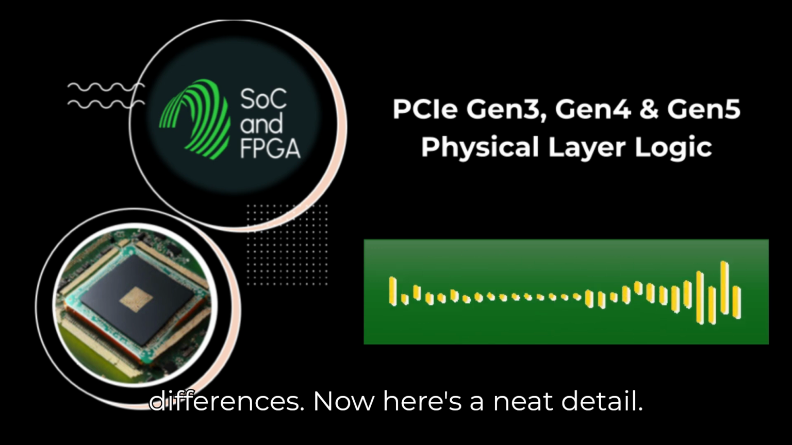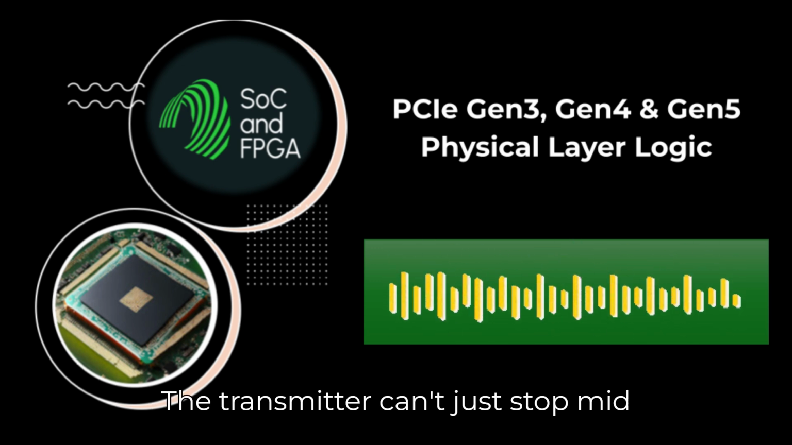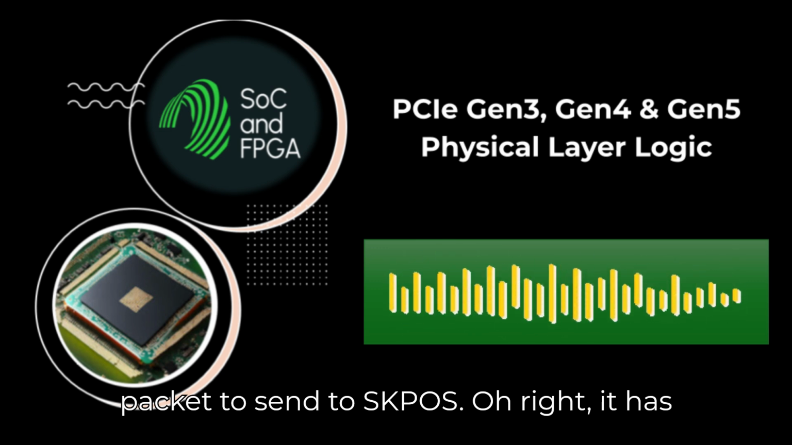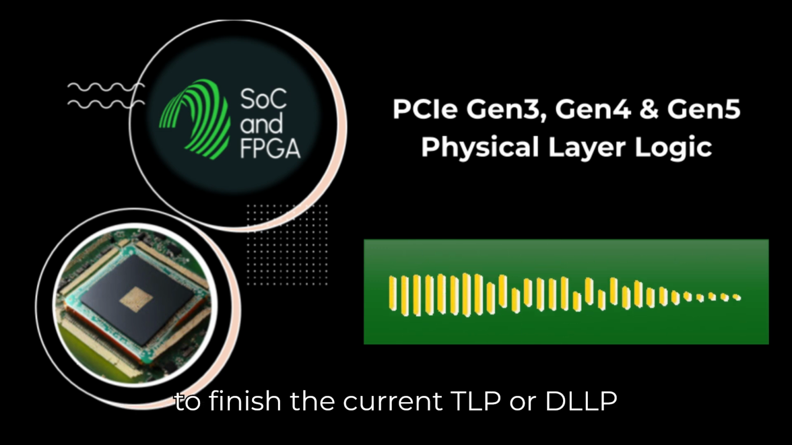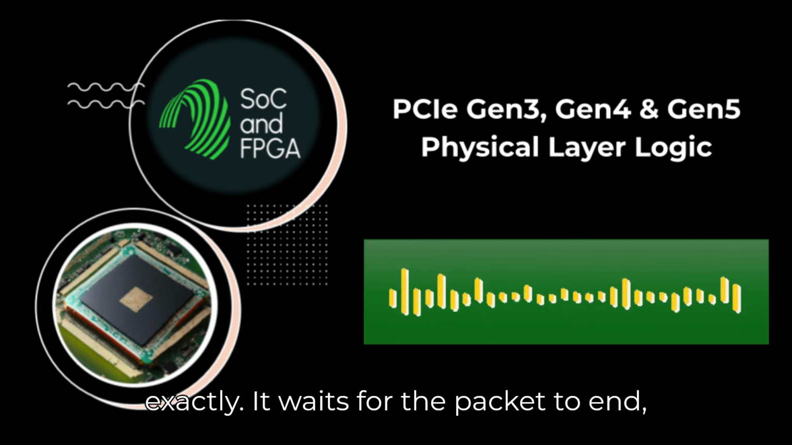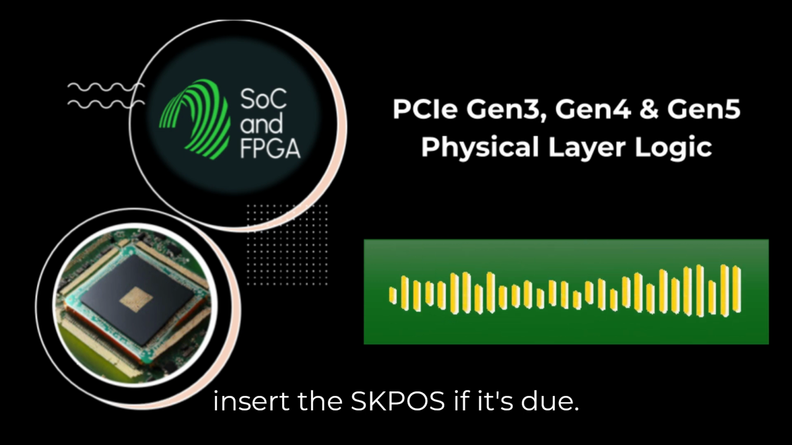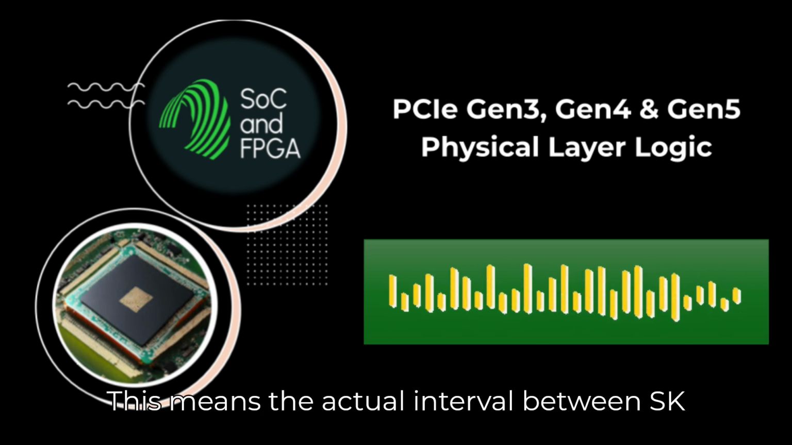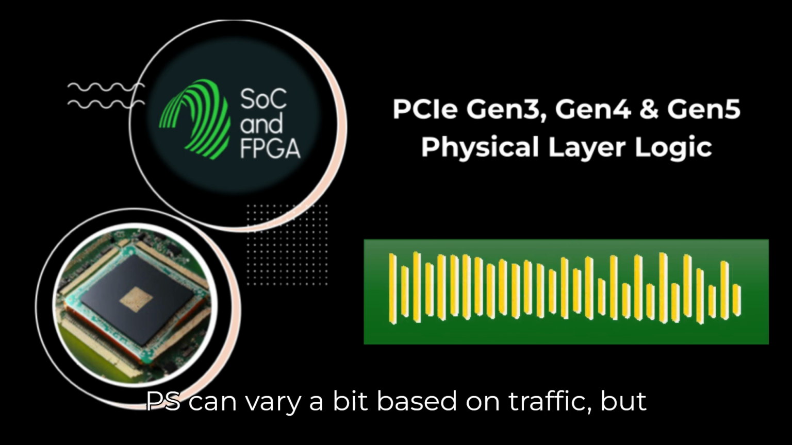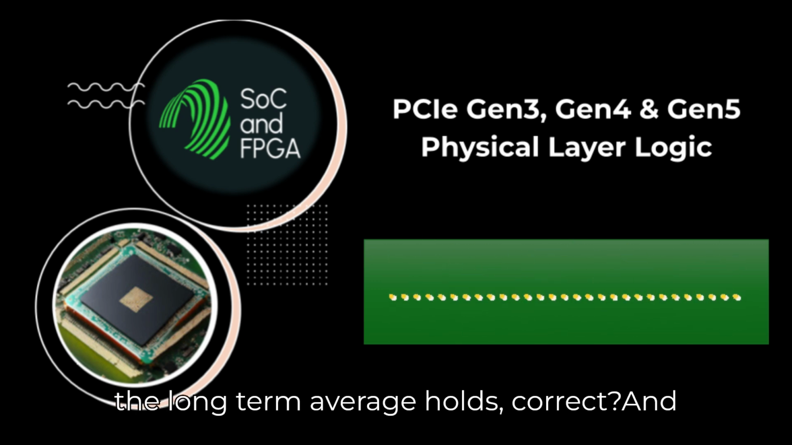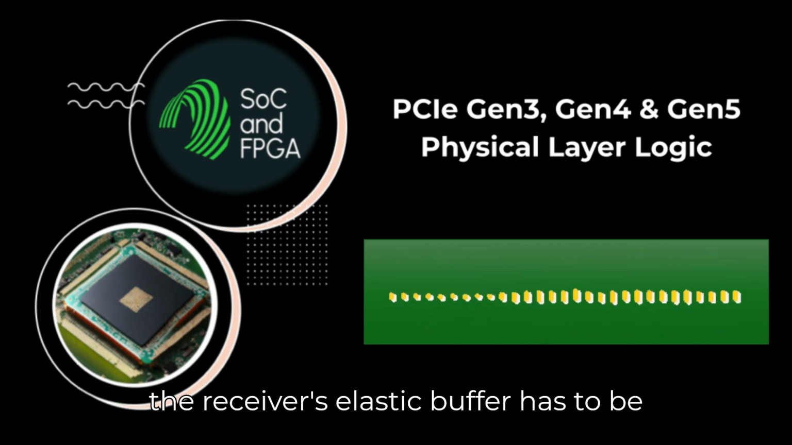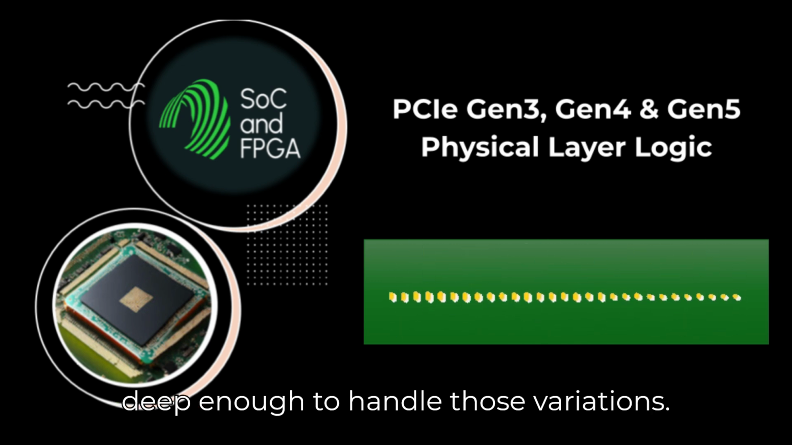Now, here's a neat detail. The transmitter can't just stop mid-packet to send a SKP OS. Right. It has to finish the current TLP or DLLP. Exactly. It waits for the packet to end, sends an end marker, and then it can insert the SKP OS if it's due. This means the actual interval between SKPs can vary a bit based on traffic. But the long-term average holds. Correct. And the receiver's elastic buffer has to be deep enough to handle those variations.